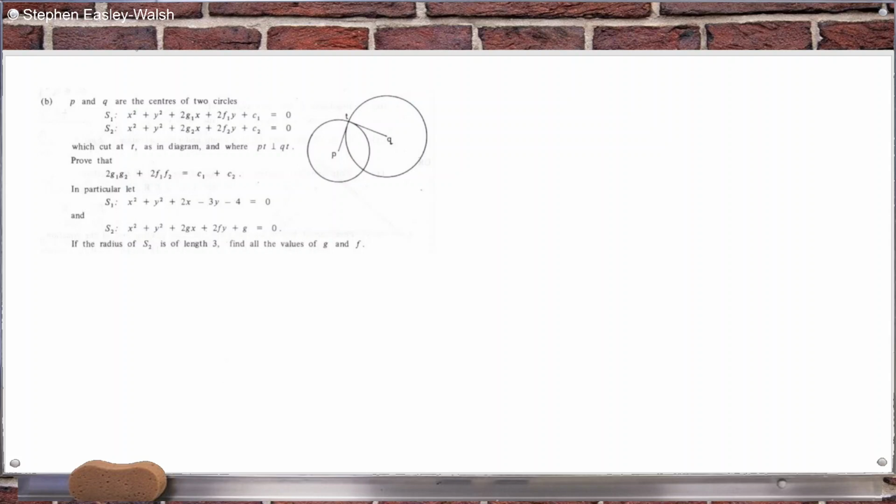Okay, let's have a look here at this question now. Let's see what's going on. So you've got P and Q are the centers of two circles, and they give the equations here, which cut at T, as in the diagram, where PT and QT are perpendicular. Prove that equation.